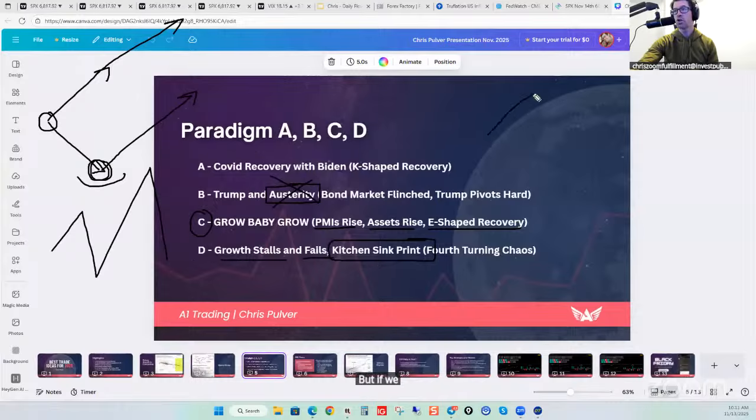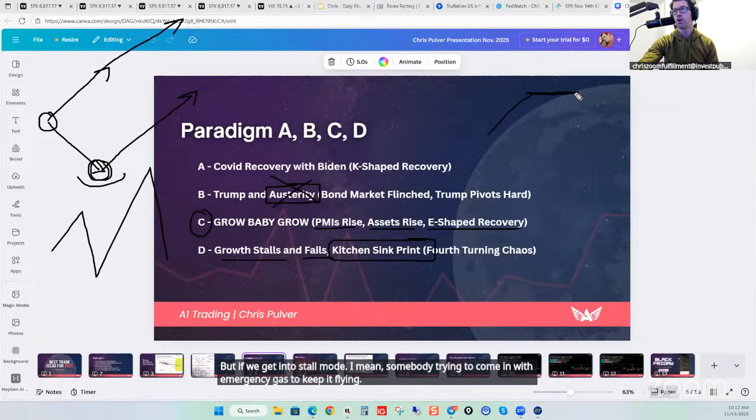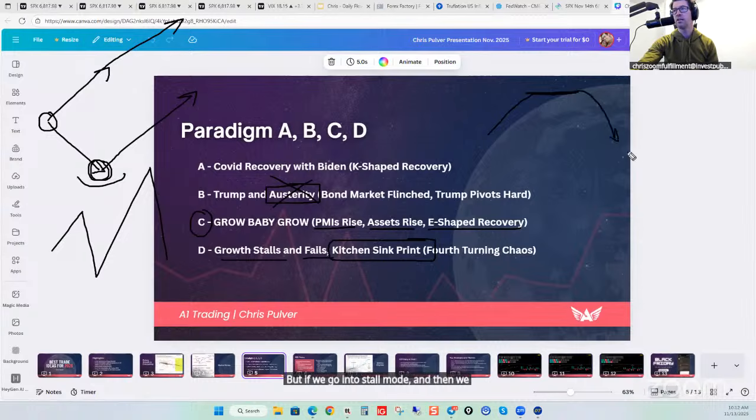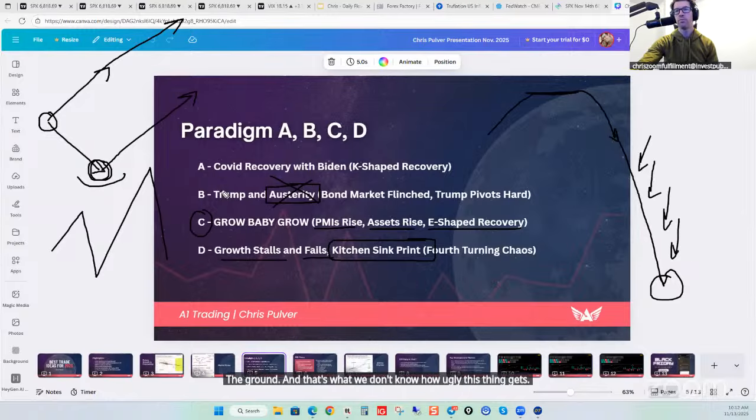But if we get into stall mode, I mean, somebody's trying to come in with emergency gas to keep it flying. But if we go into stall mode and then we start to decline, there's a lot of room to go down to the ground. And that's what we don't know, how ugly this thing gets. So there is a lot of uncertainty.